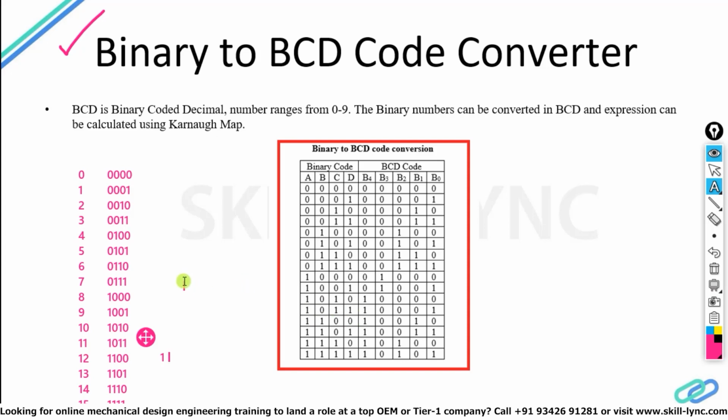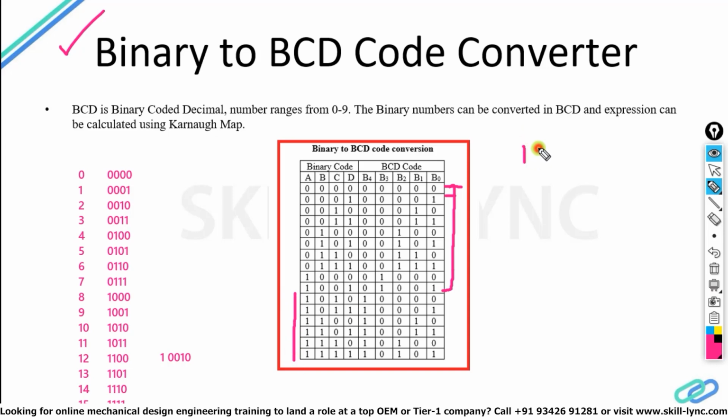Then 2 is in 8421 weights. Now come to how we are converting it. 0 is 0 in both binary and BCD. 1 is the same in BCD. You will see that there is no problem from 0 to 9. From 0 to 9 everything is going fine. But the trouble is in the cases 10, 11, 12, 13, 14, 15.